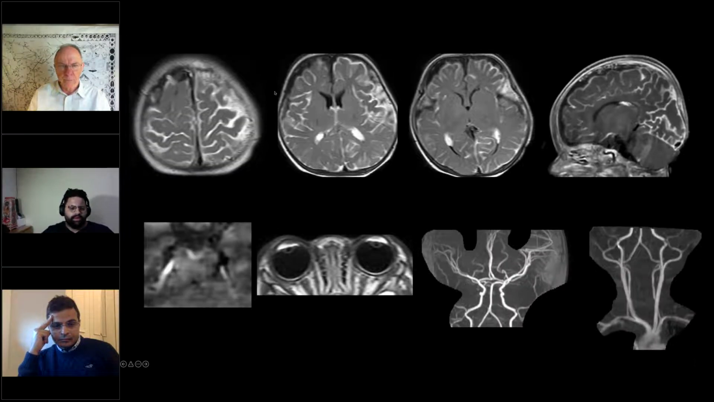Post contrast, you can appreciate the extensive pial angiomas on both sides. The choroid plexus are also demonstrating angiomas. I'm not sure if the ocular examination was done and if these are ocular abnormalities. The slightly thickened appearance on both sides is also demonstrating some degree of contrast enhancement. No arterial abnormalities.